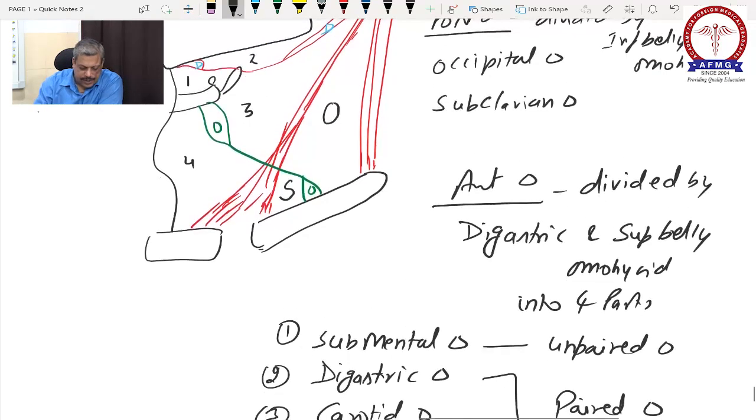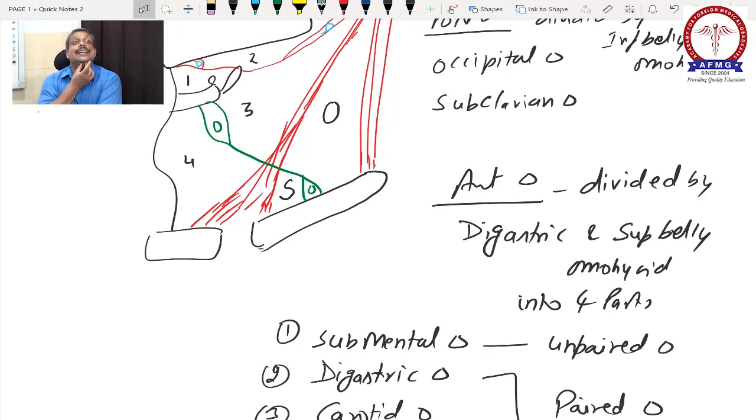So for the submental triangle, only half is present here. Half of the submental triangle is present in the right side of the neck, and half is present in the left side of the neck. So only a single triangle is present, the submental triangle, in this region. The rest of the triangles are one on each side, like this digastric triangle, carotid triangle and the muscular triangle.